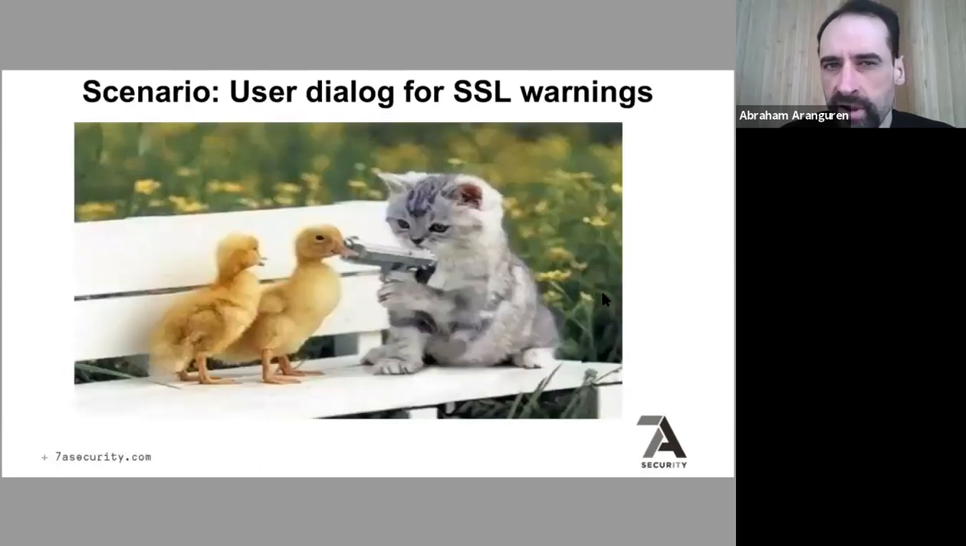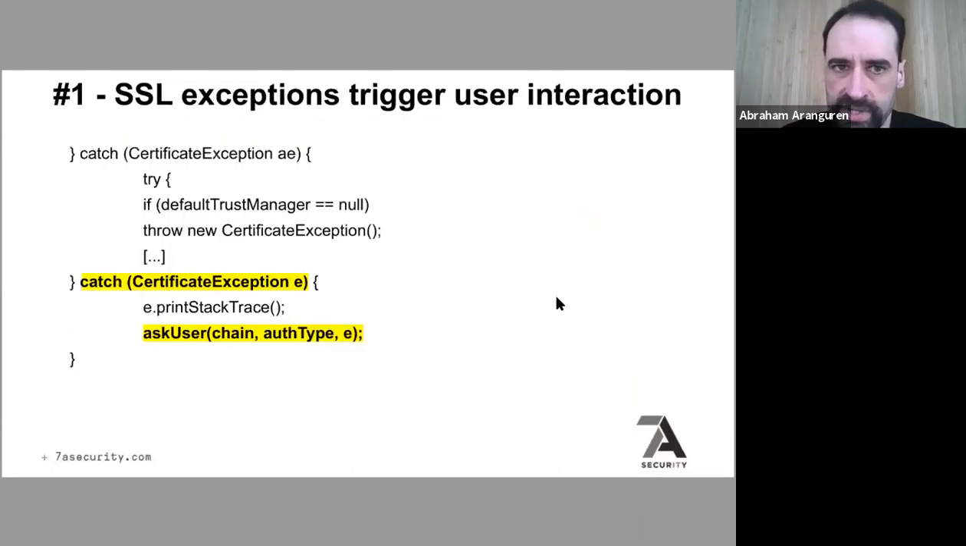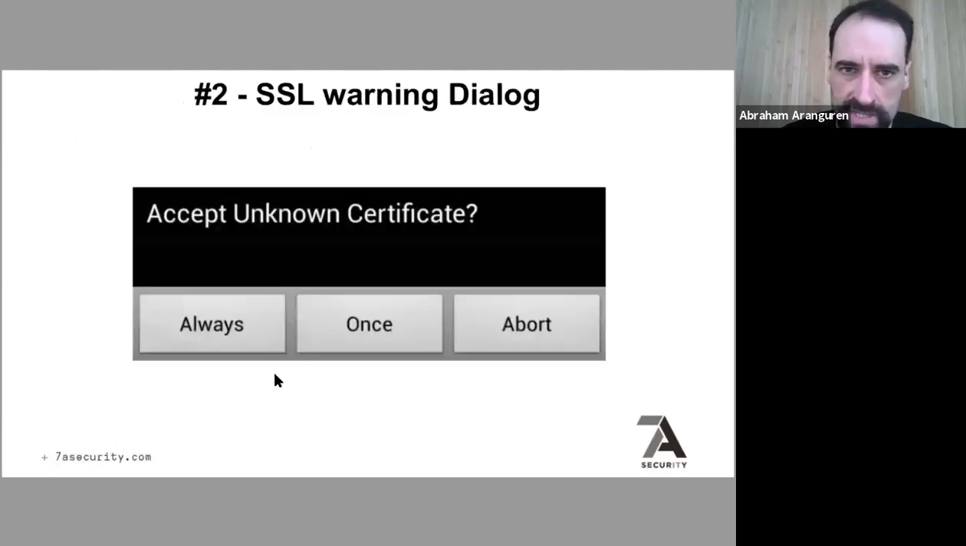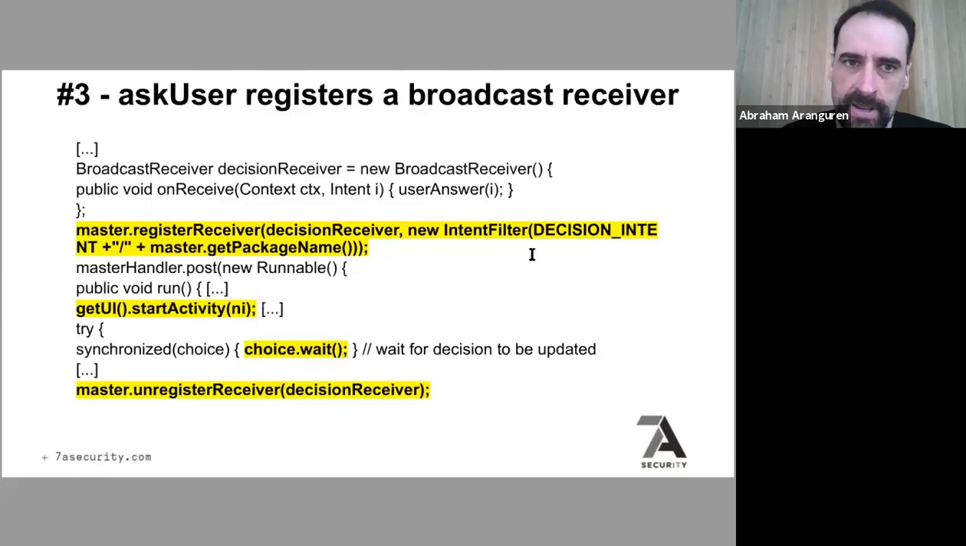Now, this is another interesting vulnerability about a dialog for SSL warning. Basically the application is going to show a warning to the user whenever the SSL certificate is invalid, to let the user make the choice, right? So it's catching the certificate exception and then it's going to ask the user: do you want to accept the unknown certificate, always, once, or abort? Those are the three options. And then the application registers a broadcast receiver on the fly, right? So this is why you should always check the source code.